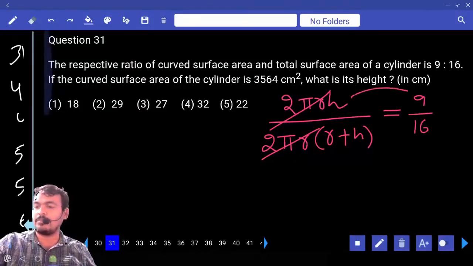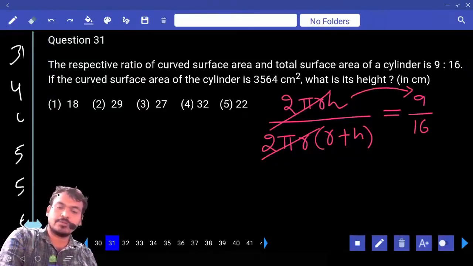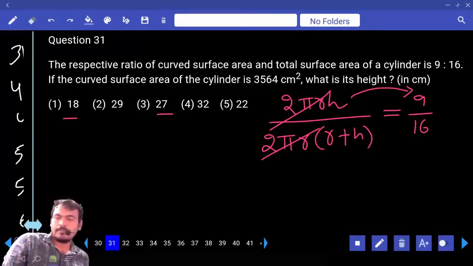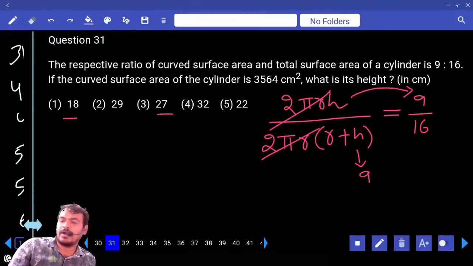9:16. Height is how many parts? 9 parts. How many options are 9 multiple? 2 options or only 1? 2 options. Already h value 9 parts, but r plus h will be 16 parts, means r must be 7 parts or not? R must be 7 parts.